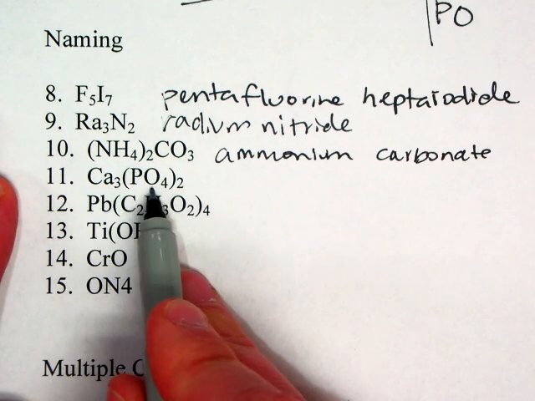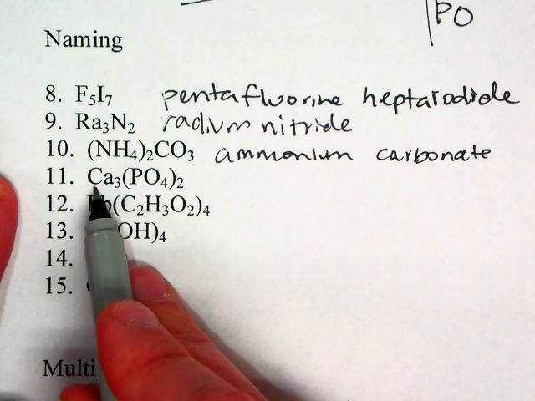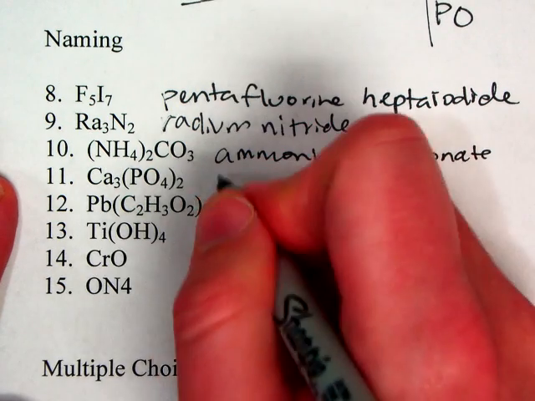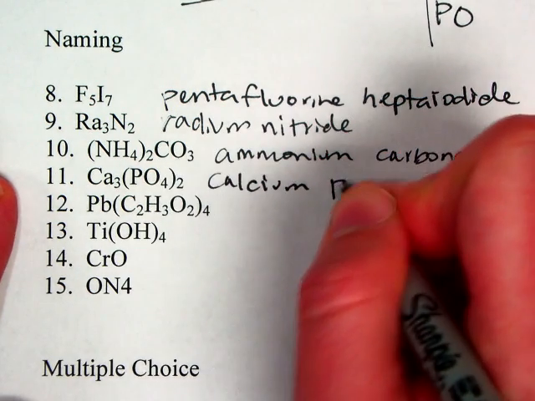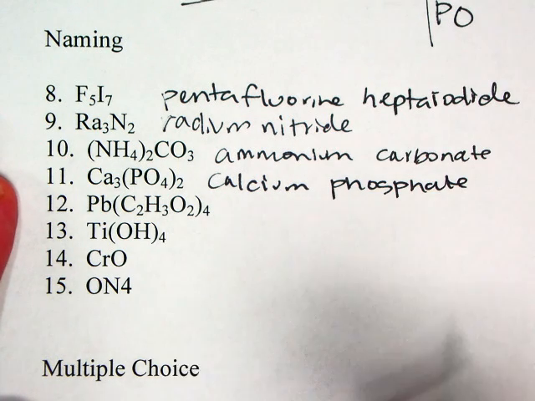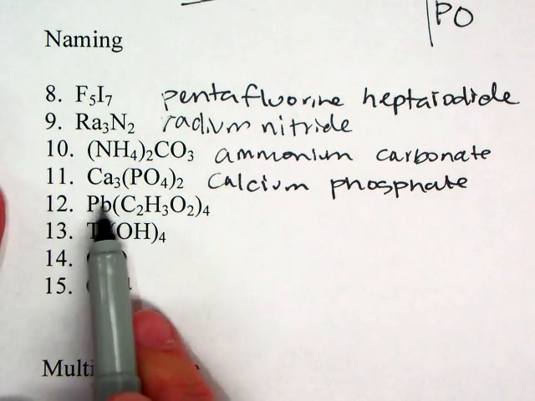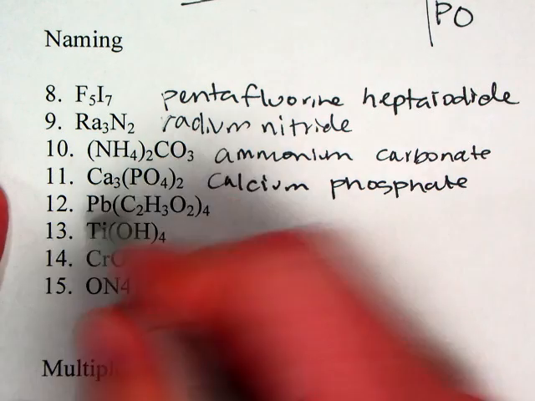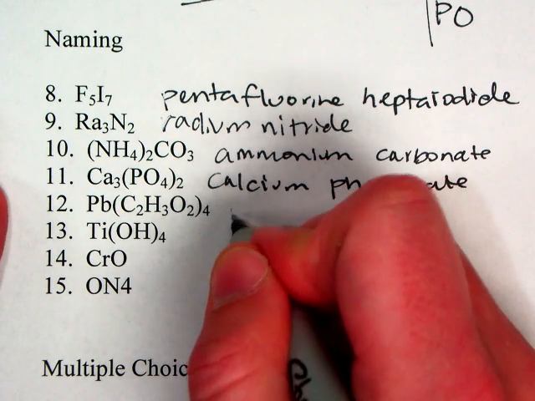Here we've got calcium, there's phosphate. Calcium's a metal, so we don't need to use any prefixes. Just call it calcium phosphate. And the reason we don't use any Roman numerals is because calcium is always +2. Here's lead, here's acetate. Lead's a metal, so there's no prefixes necessary, so we call it lead acetate.